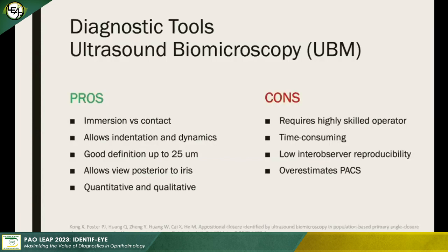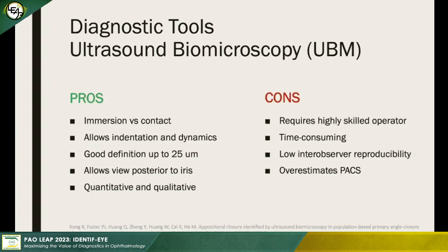So what are the pros? With the new technology, you can now have an immersion method where the patient's eye is under a water bath. Now you have another method, the contact method, where you have a probe with a sealed water bath attached to it. So it's not as tedious or messy or wet a test. And because of this contact probe, you can now perform indentation and dynamics on the eye. There's also good definition for up to 25 micrometers. It allows view posterior to the iris, and you get quantitative and qualitative values.